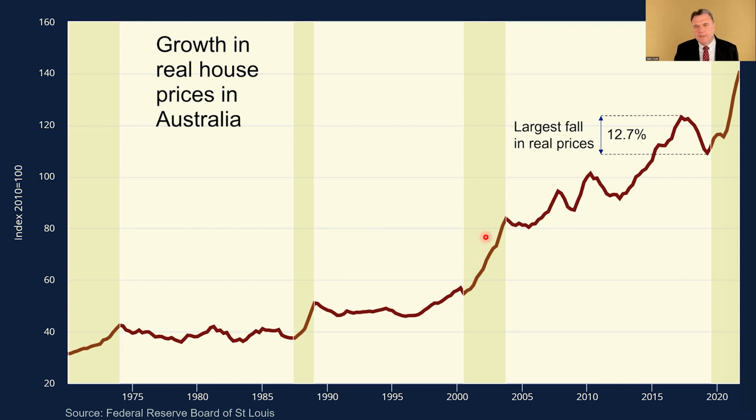Now, there's another thing that we should emphasize here, and it's the size of a 20 to 25% fall. So these are real house prices here. The largest real house price fall we've seen in the 52 years back to the beginning of 1970 is 12.7%. Now, it's true that in the Great Depression in the 1930s, and also in the Second World War and the immediate aftermath of the Second World War, there were very large falls in real property prices, but we're not talking about a Great Depression at the moment. We're certainly not talking about a world war.